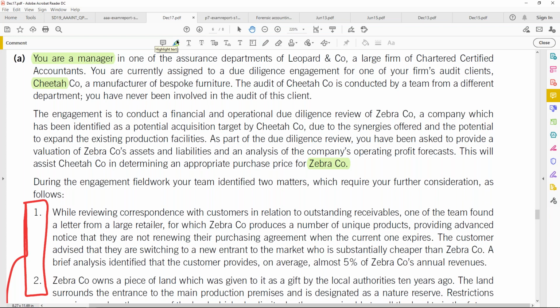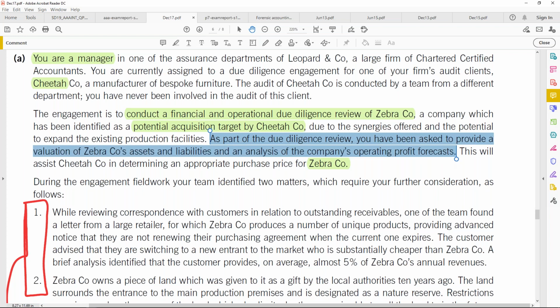The engagement is to conduct the financial and operational diligence of Zebra. So you will be performing the financial due diligence of Zebra. Is it financially viable or not? Or is it operationally viable or not, of Zebra, a company which has been identified as a potential acquisition by Cheetah Company? As part of the due diligence review, you have been asked to provide the valuation of the Zebra Company assets and liabilities and an analysis of the company's operating profit forecast.